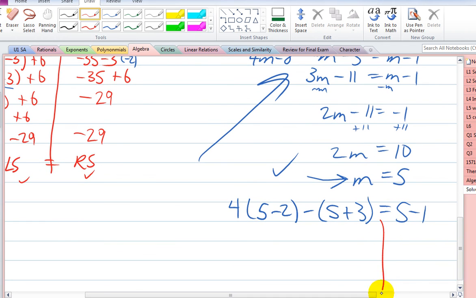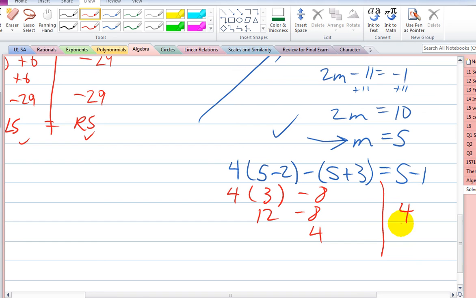Then I put down my Great Wall of Czech, and I get 4 on that side. Here I get 4 times 3 minus 8. 12 minus 8, 4. So as long as the numbers are the same, that means that m equals 5 is the correct answer. So left side equals right side. I know I got marks. So you don't really have to get a wrong answer on the test because you can do a quick check. Okay. If you're unsure, do a quick check. Look over your work.